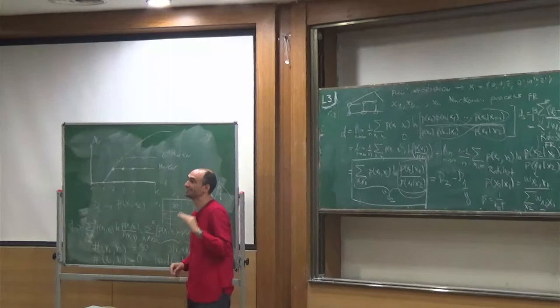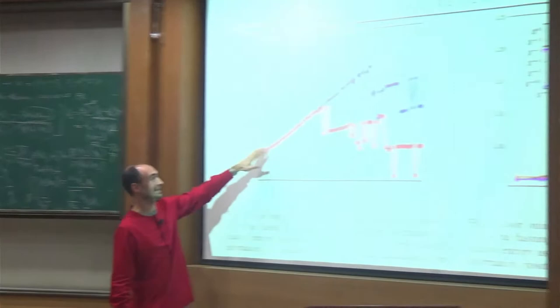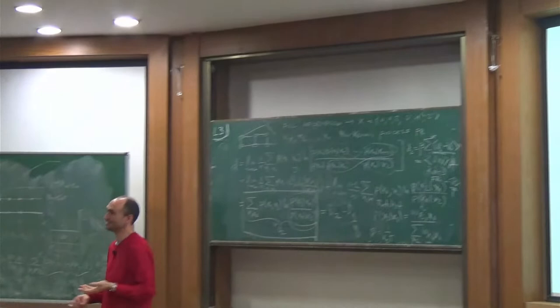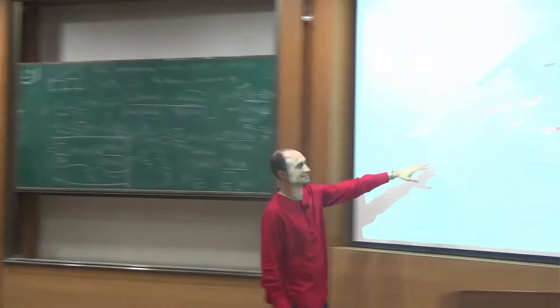And if you do D3, it's even okay for moderate values, up to 6 kVT. But then the problems start earlier, because sampling sequences of length 3 and the backward is harder. So you see it works, but you even have this problem of negative values. At some point, you put a potential that is so large that you can do nothing.